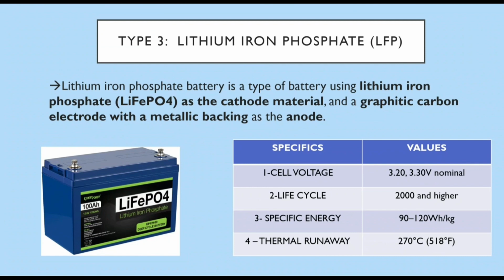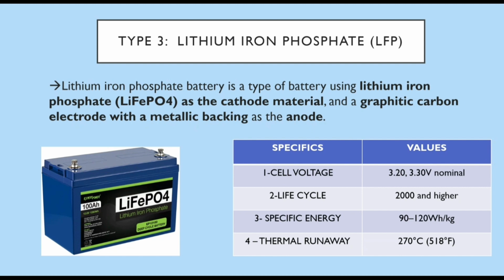Myself Swati Sonone. My roll number is 61. I am going to explain type 3, lithium iron phosphate. The lithium iron phosphate battery is a type of battery using lithium iron phosphate as the cathode material and a graphite carbon electrode with a metallic backing as the anode.